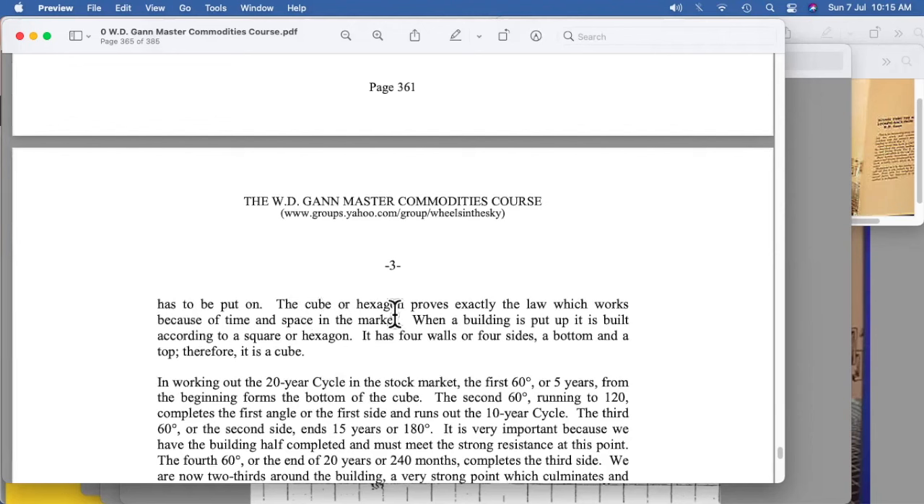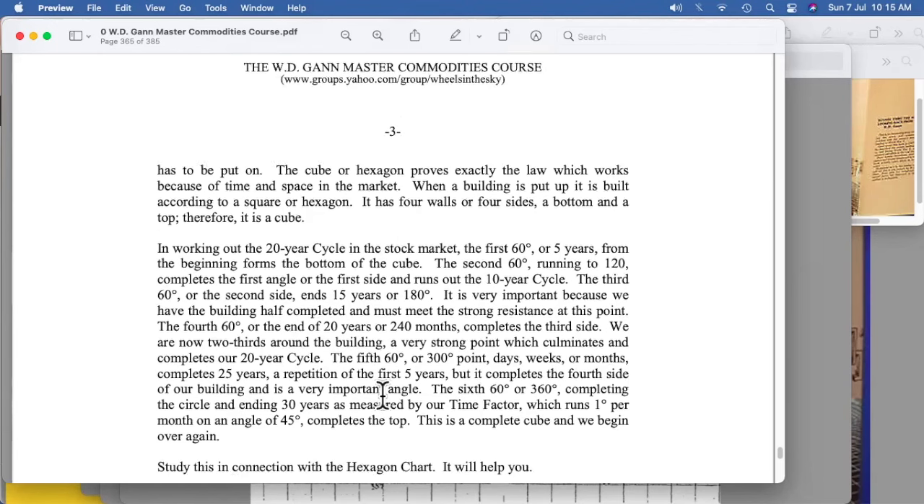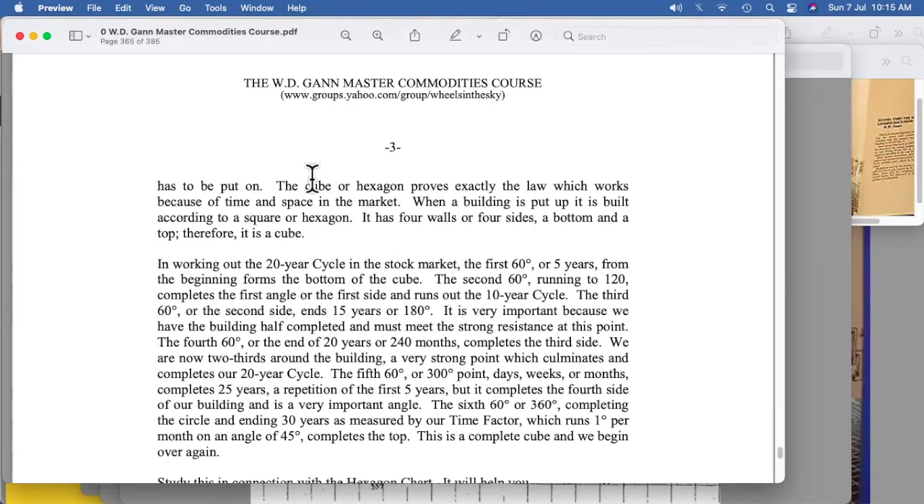The cube or hexagon proves exactly the law which works because of time and space in the market. When a building is put up, it is built according to a square or hexagon. It has 4 walls or 4 sides, a bottom and a top. Therefore, it is a cube. Now, he has written about that in more detail, and he is also saying to study this in connection with the hexagon chart. It will help you. So we should study the hexagon chart as a cube. But how to do that?